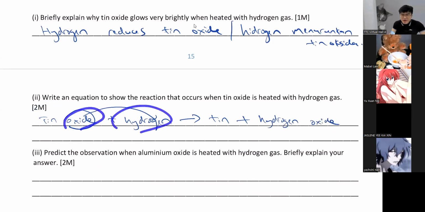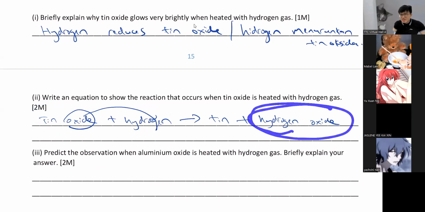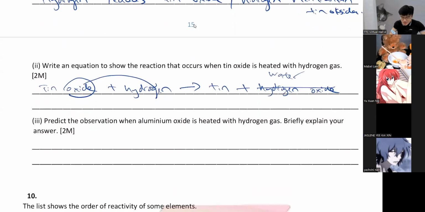Hydrogen oxide. Don't you find this thing very weird? You might say, sir, what is hydrogen oxide? Got such thing one, man? Actually, hydrogen oxide is water lah. H2O, hydrogen and oxygen ma. So water is hydrogen oxide lah. It's just a stupid name for water, right? So you get tin and water.